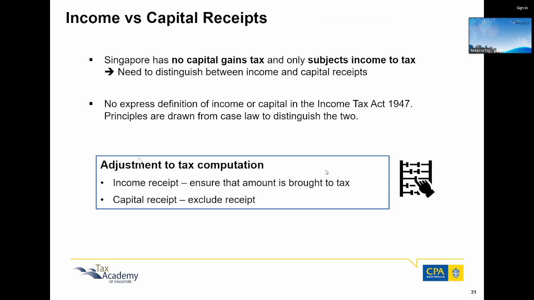So a receipt that is of an income nature will be subject to tax, and it is income that is chargeable to tax.